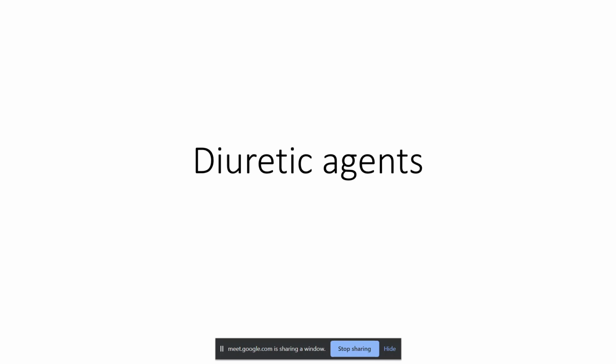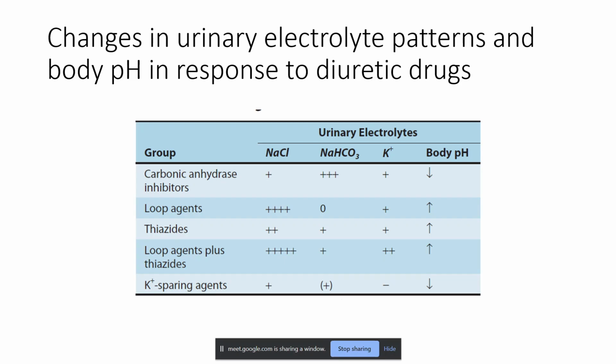We are already familiar with the types of diuretics. They are classified according to their mechanism of action, and there are different types of diuretics like loop diuretics, thiazide diuretics, potassium-sparing diuretics, and osmotic diuretics, which inhibit reabsorption in different sites of the kidney nephron. Today we are going to focus on the clinical pharmacology of diuretic agents.